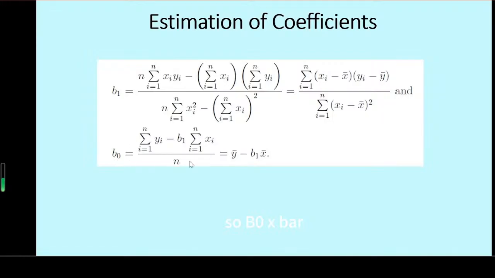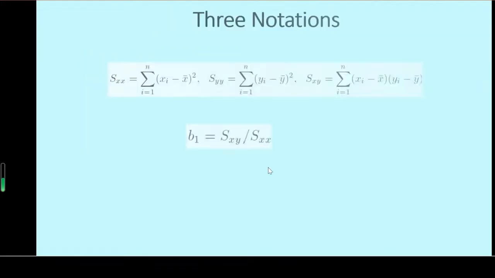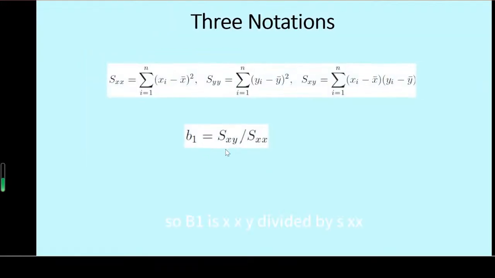So b0 equals y bar minus b1 times x bar. And b1 is this formula. If we check this formula, actually it has Sxx in the denominator and Sxy in the numerator. So b1 is Sxy divided by Sxx.